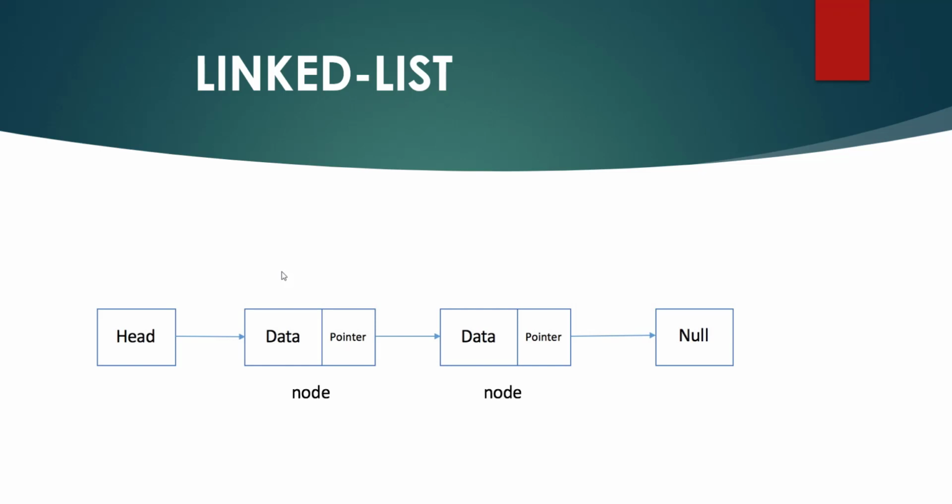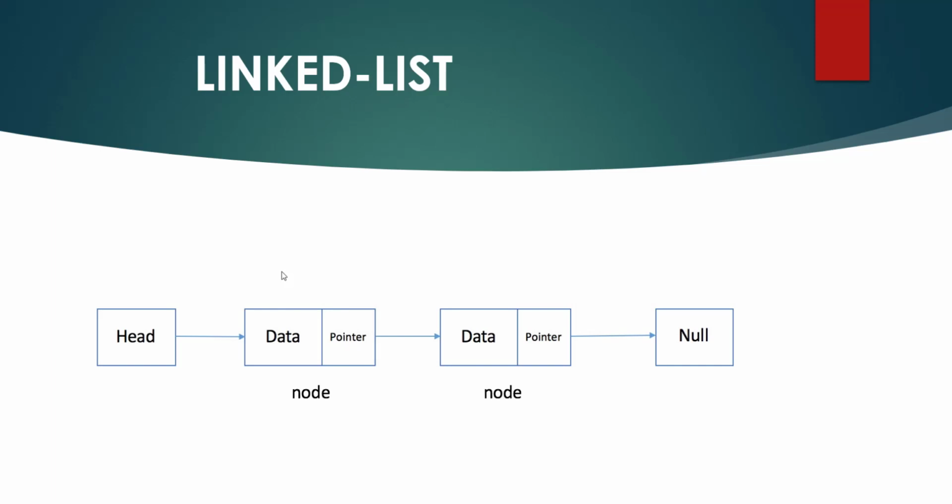Each node should contain two pieces of information. One piece of information should be the data, for example, if I'm putting names or numbers in my linked list. And the second portion should be a pointer pointing to another node. Usually we call the pointer that points to another node next or the next pointer.